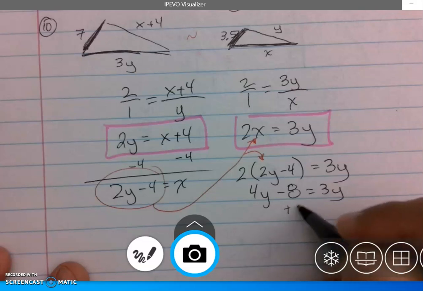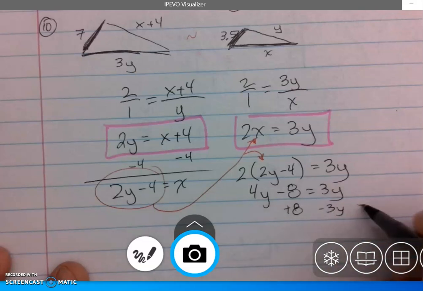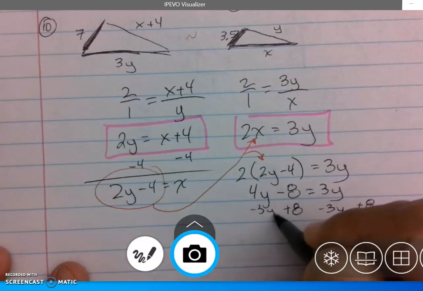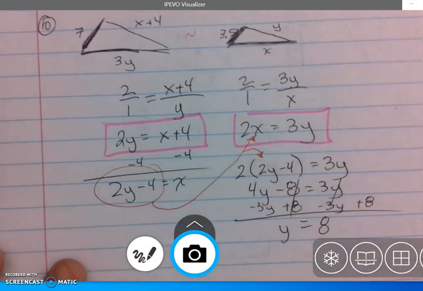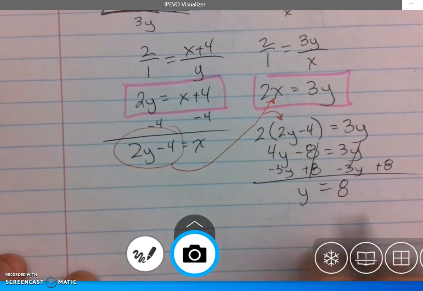I will add this 8, now minus this 3y, add the 8 minus the 3y. This is y is equal to 8. So y is equal to 8. And then, of course, you use that value and figure out what x is equal to.